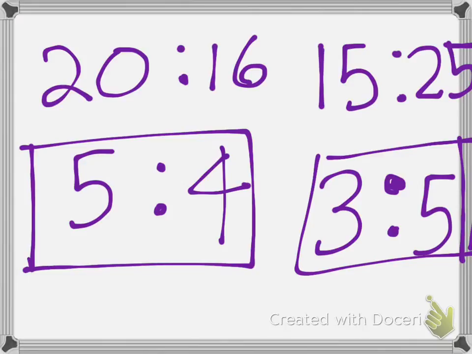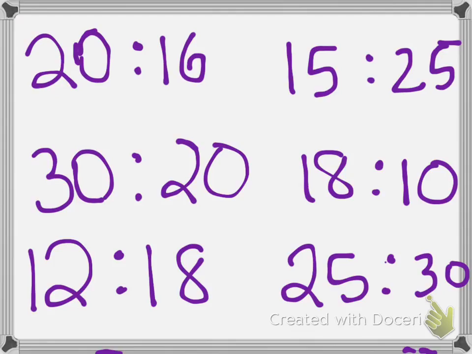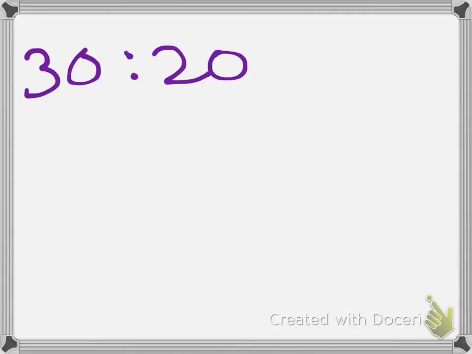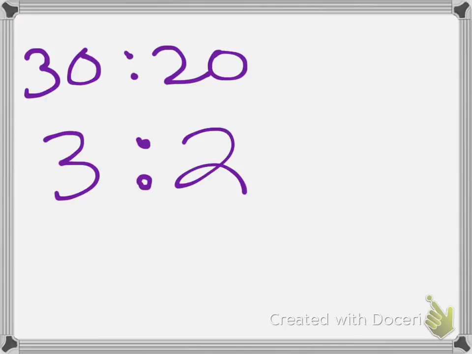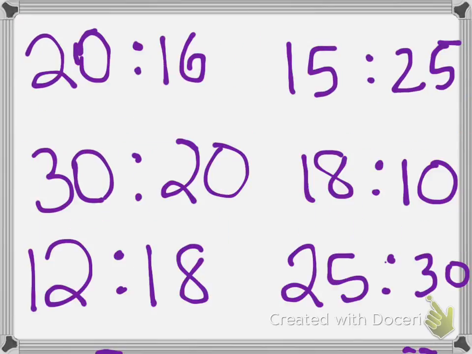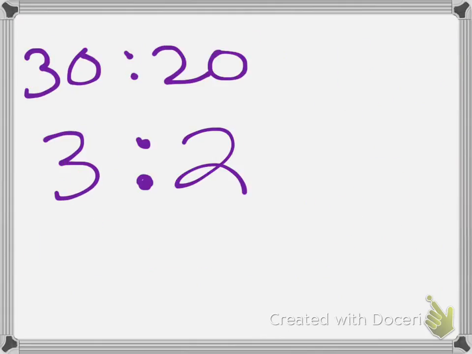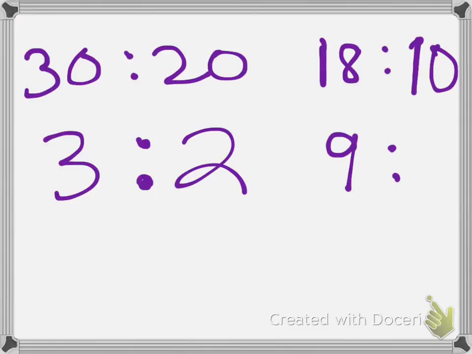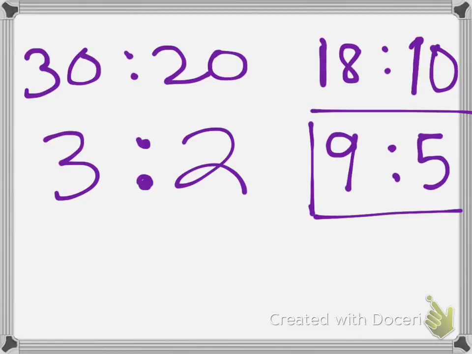What's our next problem? 30 is to 20. We can divide this by 10. 3 is to 2. This one should be an obvious one. 18 is to 10. If we divide this by 2, 18 divided by 2 is 9. 10 divided by 2 is 5. We're done here.